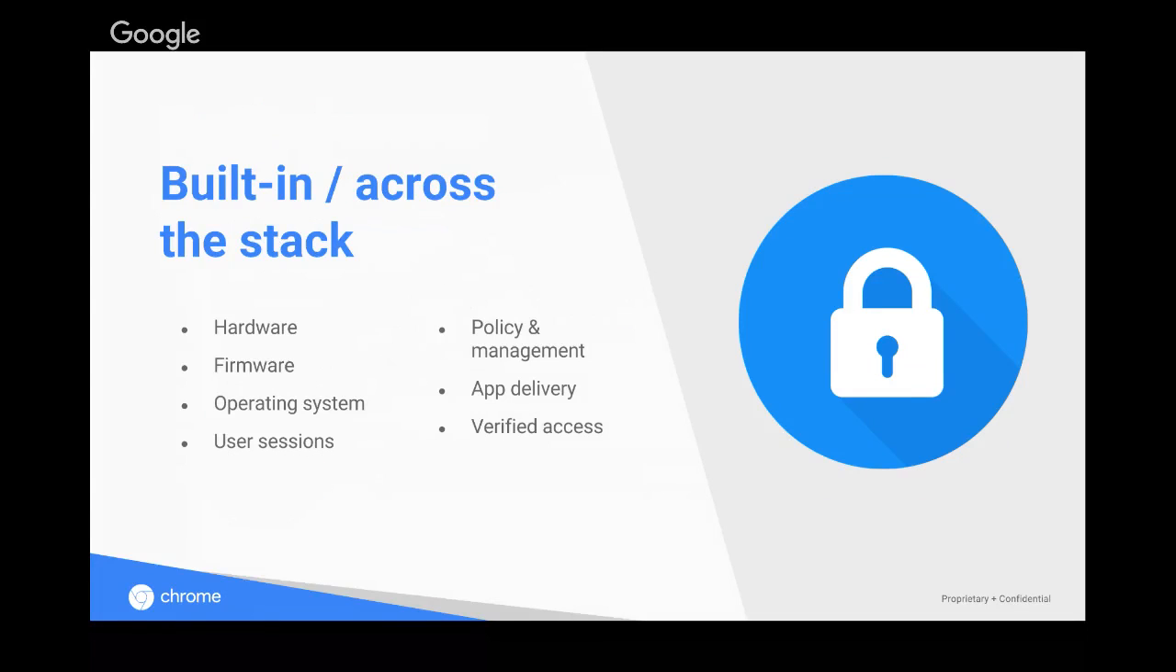So this concludes our tour of all the different layers. And as we have seen, this security is not one thing or one feature on a certain layer. It's something that we spread across many, many different layers in the operating system. And this goes all the way from the hardware to the firmware to the operating system to user sessions, through policy and management, app delivery via the Play Store, and verified access, which is the feature we mentioned last.